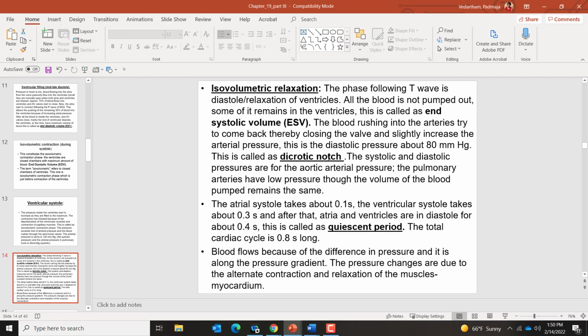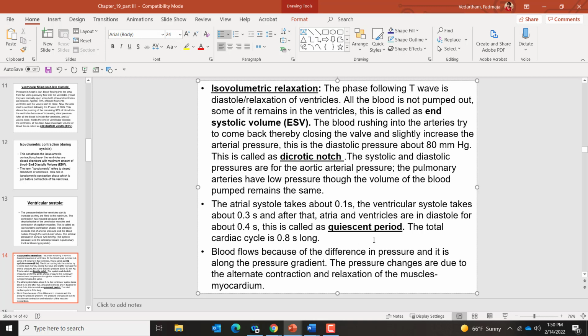Right, again at this stage it is completely closed. So your AV valves are closed, semilunar valves are closed, and the remaining blood that is left in the heart is called the end systolic volume. Okay, so here it is. This is called the end systolic volume. Okay, so that's the remaining blood.